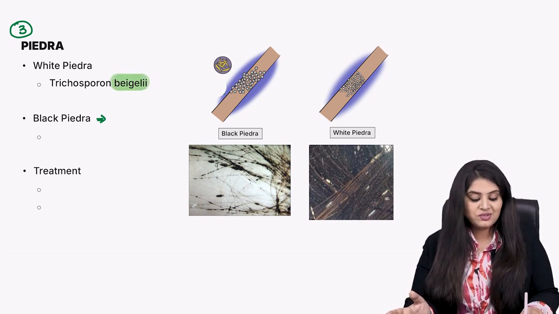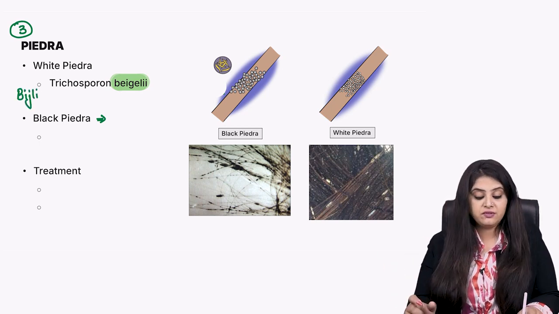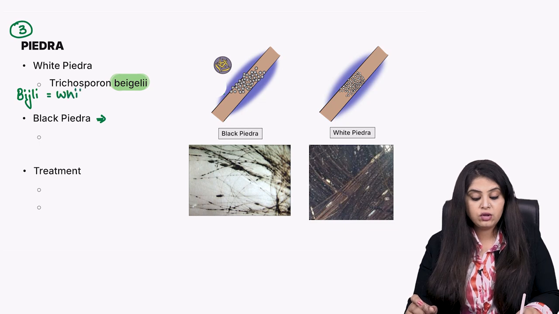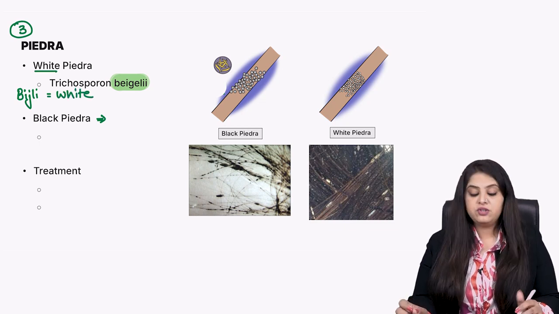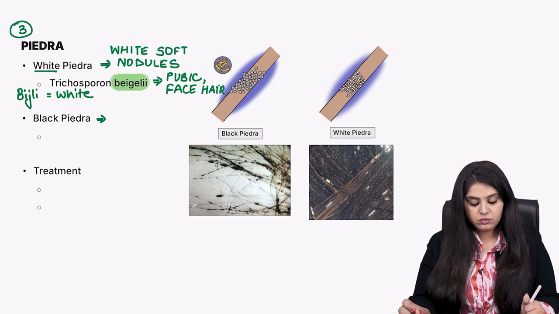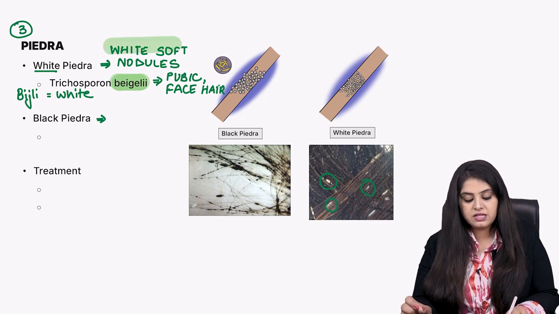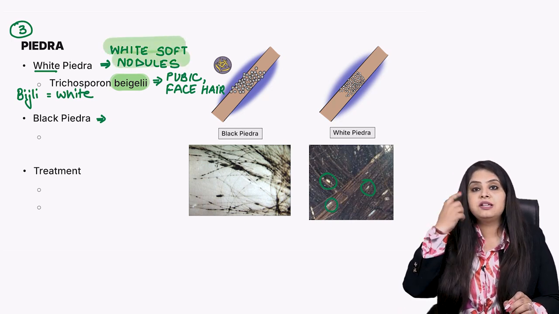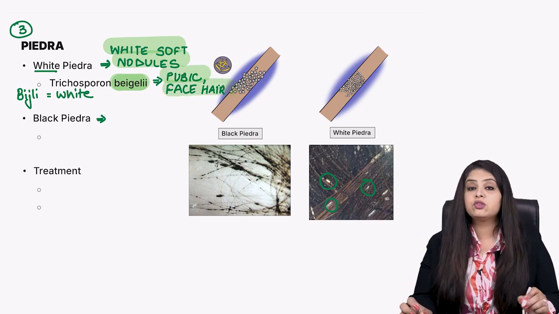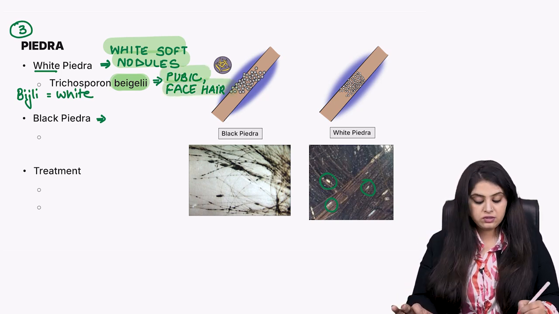Now beigelii sounds a little bit like Bijli, which will always remind me Bijli is light, and light is always white in color. So Bijli is always going to cause white piedra. And how does white piedra look? You can very well see that there are white soft nodules present. Usually they are either present on the face and the scalp, or they can also be present on the pubic hair.